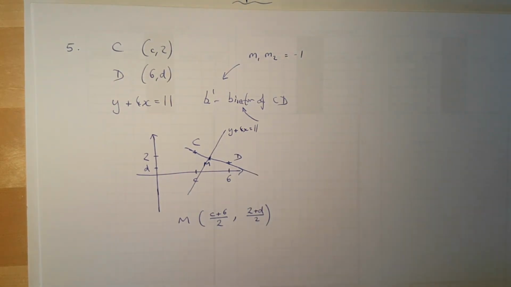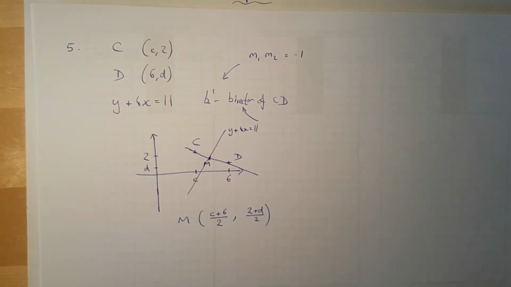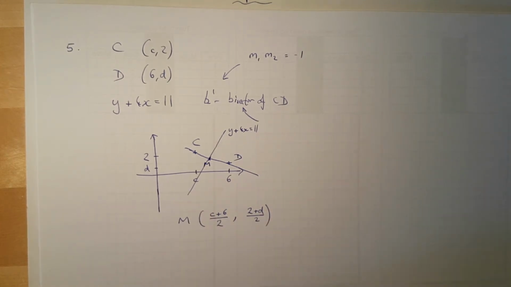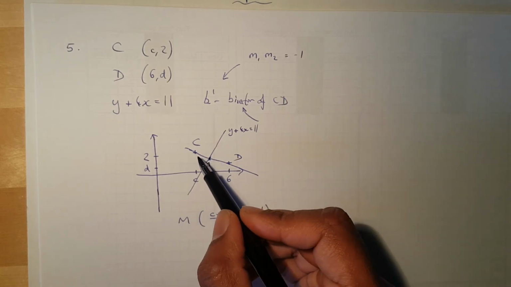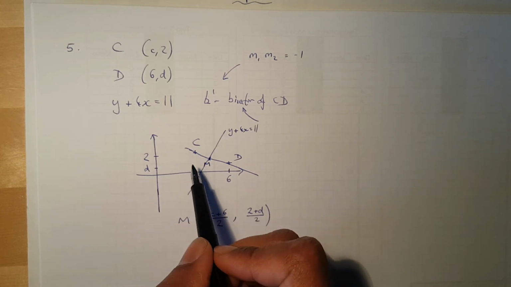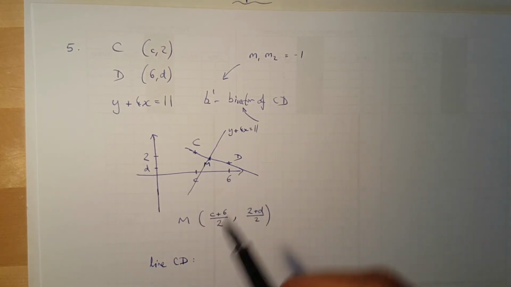So I've got an expression for the x and y coordinates of my midpoint M. Now let's see what happens if I use this bit where I'm talking about the gradients being at 90 degrees to each other. So the gradients multiplying to -1 because these lines are at 90 degrees to each other. I ought to know the gradient then of the line CD. Well, the line CD goes between C and D. So what's the gradient here?